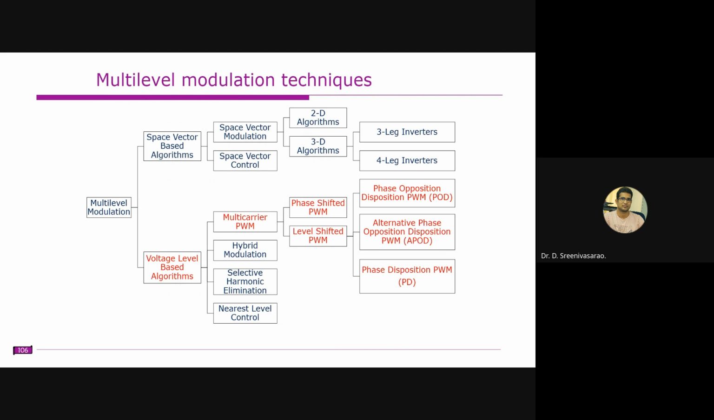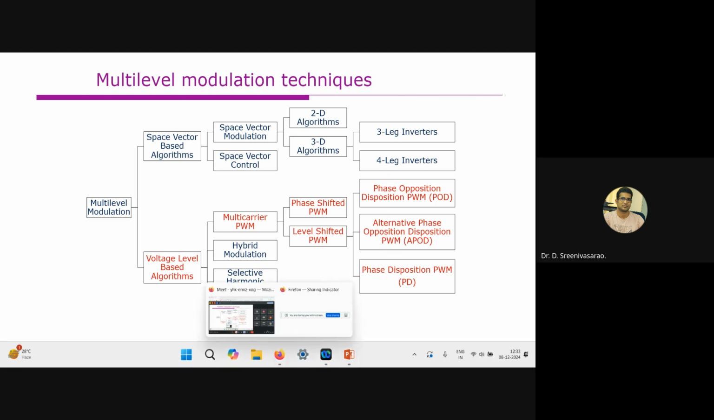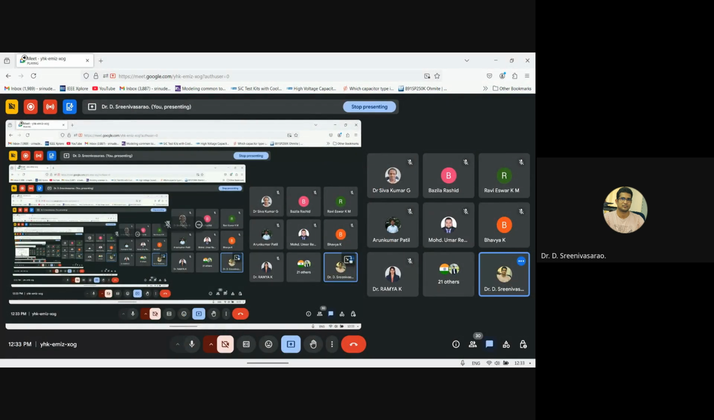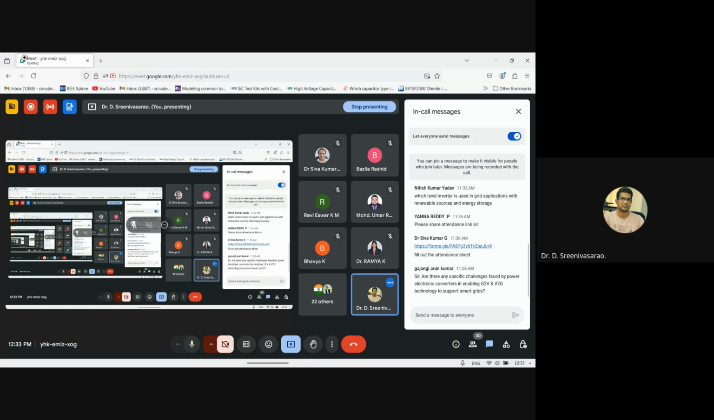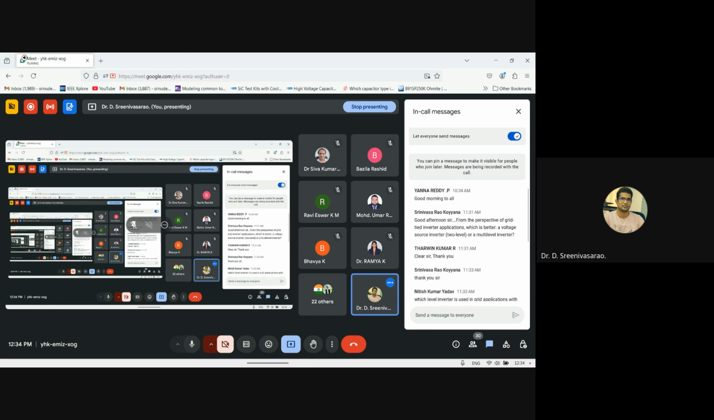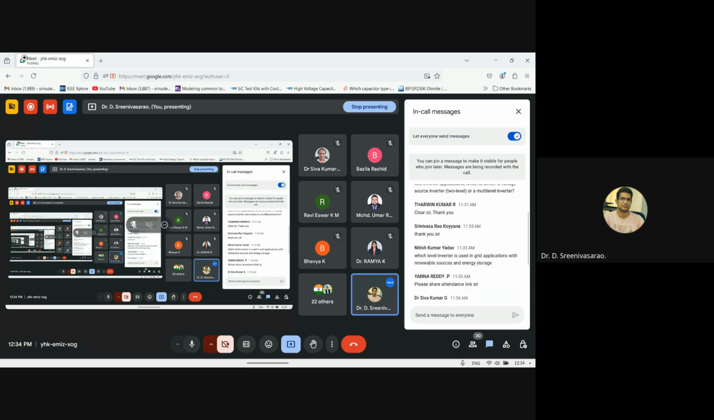So we'll stop here in the afternoon section. We will discuss some more things on the PWM schemes, and we will see how to integrate these converters, or one converter, to the grid. Right. So do you have any questions?